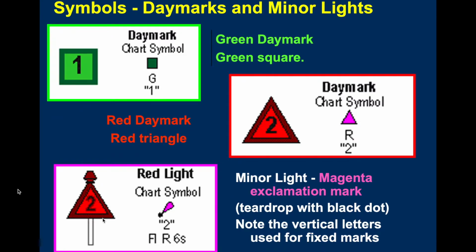And then a light. So remember, a light differs from a lighted buoy because it's in one position. It's not floating. It's fixed. So this chart symbol is going to be an exclamation mark. It's got this dot at the bottom, and then it looks like an exclamation mark. Number 2, and this one's flashing red every 6 seconds. So every 6 seconds you're going to see a red flash.